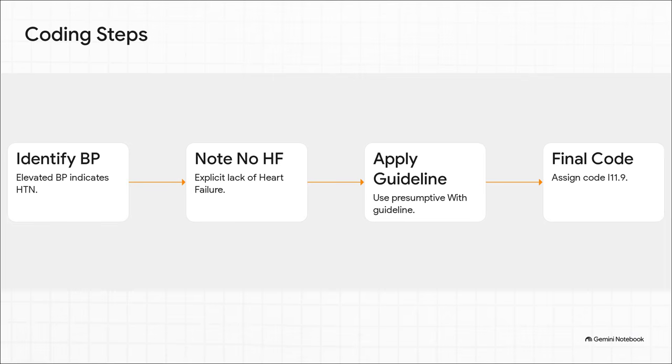Step 1, we recognize the documented hypertension. Step 2, we note that explicit lack of heart failure. Step 3, we apply our presumptive with guideline, connecting the hypertension directly to the left ventricular hypertrophy. Because there's zero heart failure, we can't use I11.0, right? So, step 4, we arrive confidently at our single correct primary code, I11.9, hypertensive heart disease without heart failure. See how just trusting the guidelines walks you right to the correct verdict?